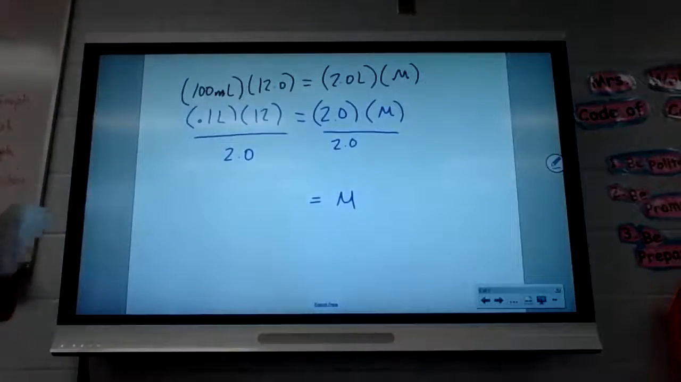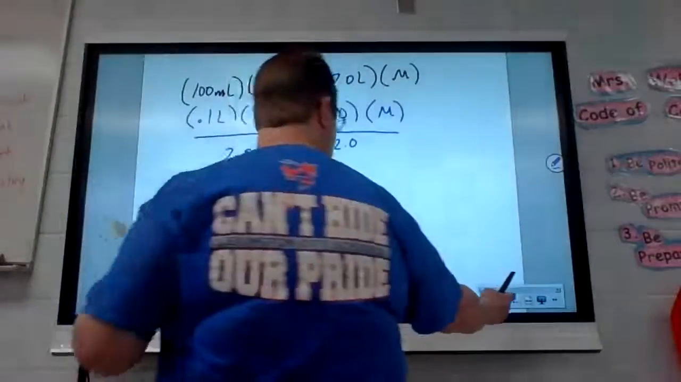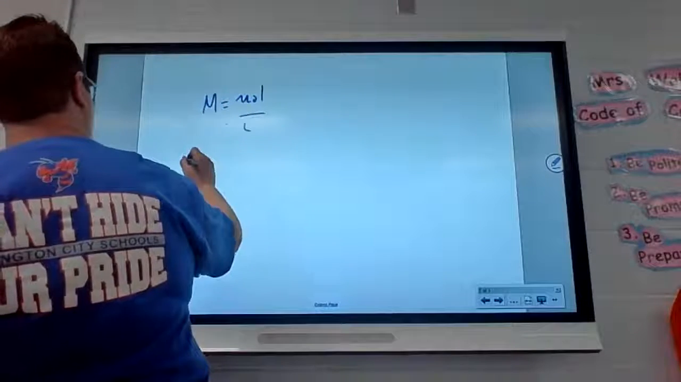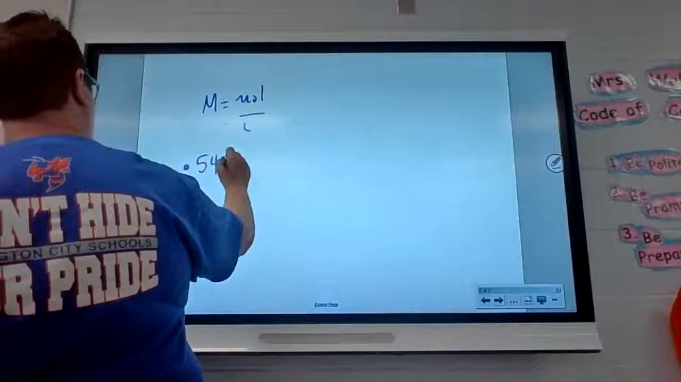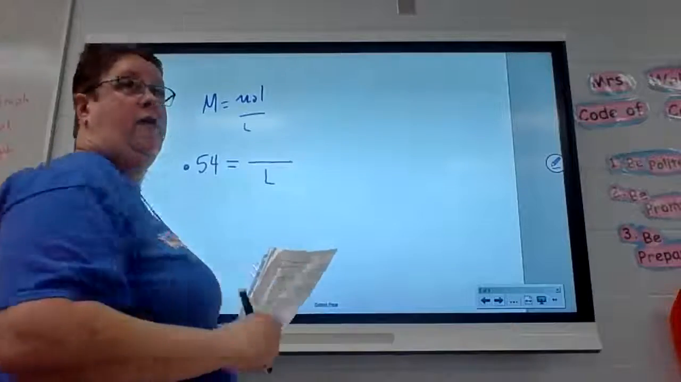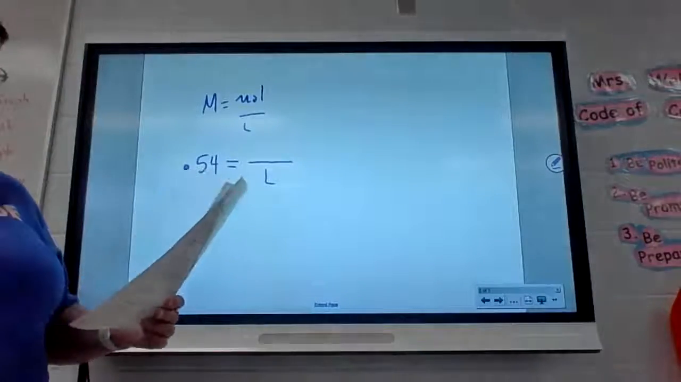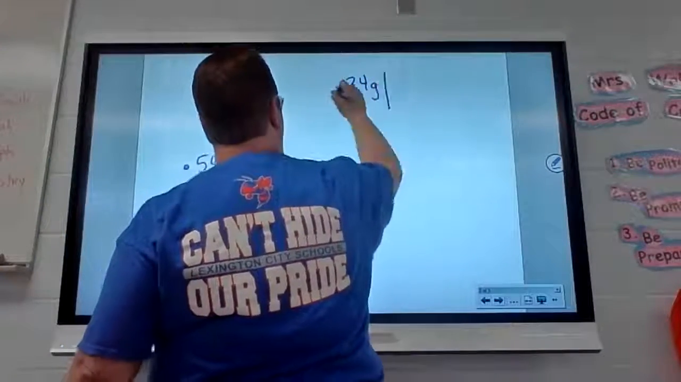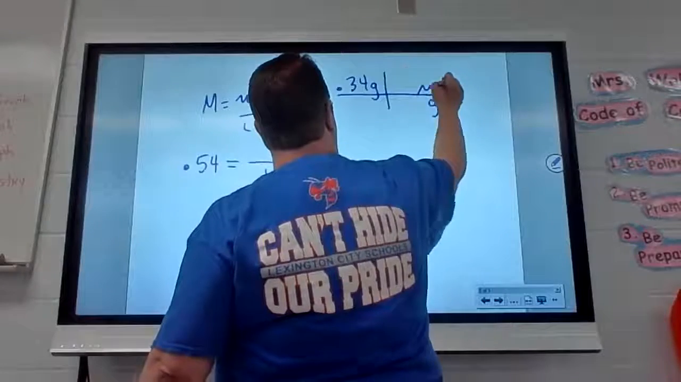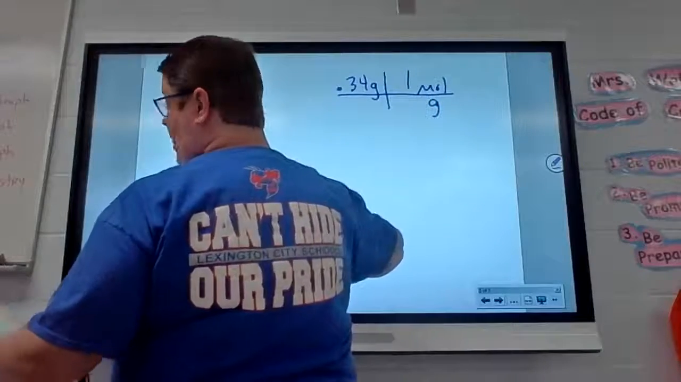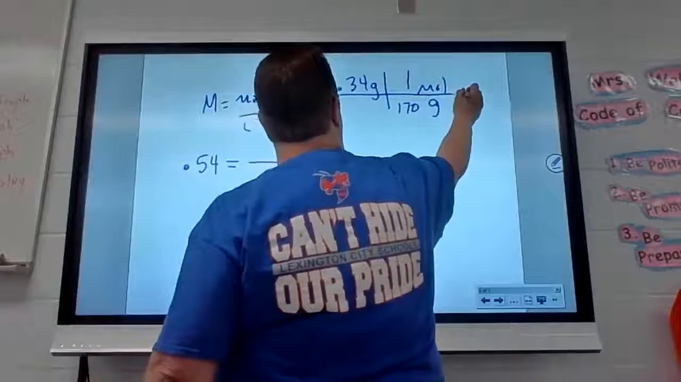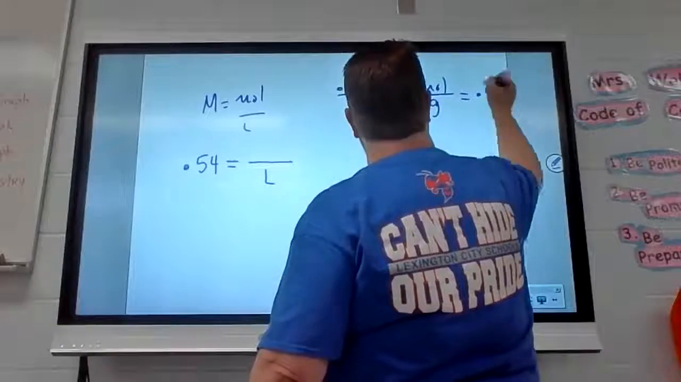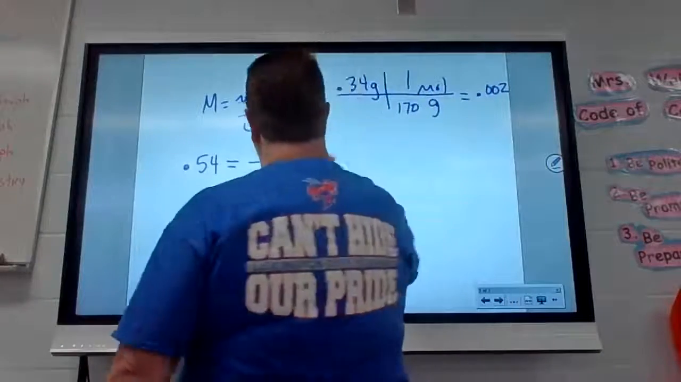You said 7? All right, and number 7, they gave you 0.54. So big M is 0.54. We're looking for the volume. We're looking for liters. Okay? So you have 0.34 grams. 0.34 grams has to become moles. Grams to moles. 1 mole. And then you have silver nitrate. The mass of that is 170. So when you divide, you get 0.002 roughly. Okay? Those moles have to go here.